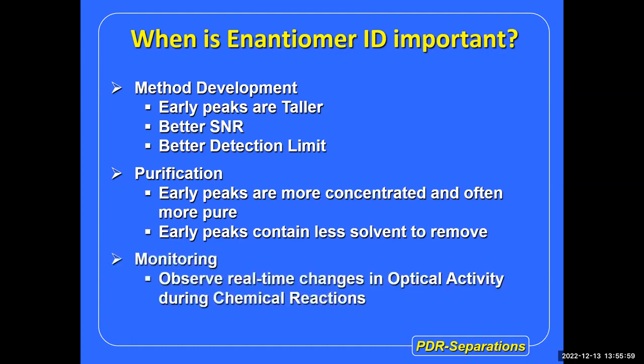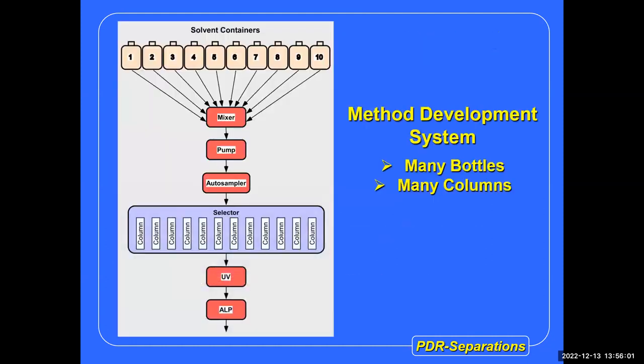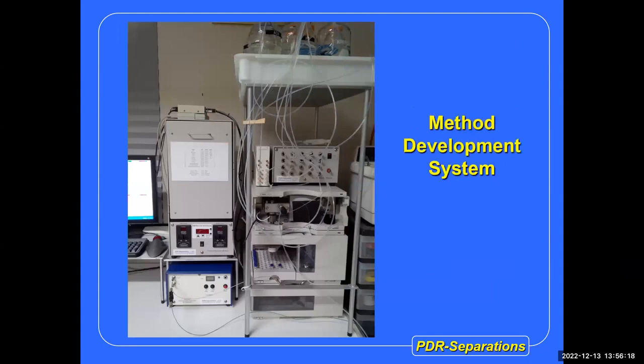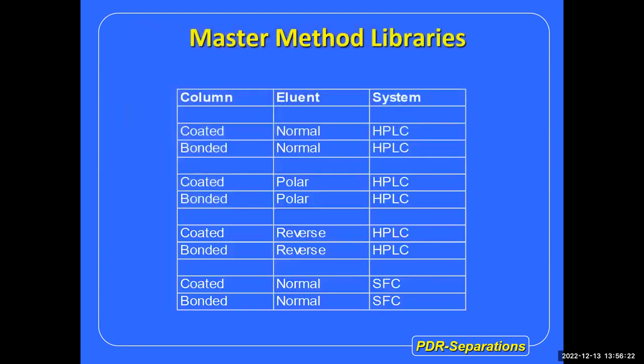A method development station, in my experience, contains many bottles and many columns, as you see here. In fact, in our lab, we use 20 bottles in our eluent mixer and 24 columns in our column selector. So we believe in a mass approach. Here's an example of our method development station. We build master method libraries, and have been using them for many years.